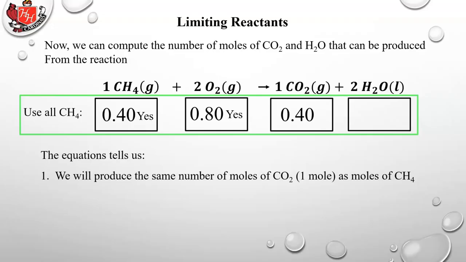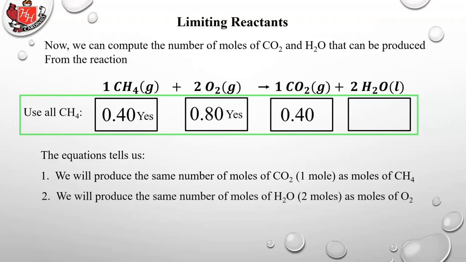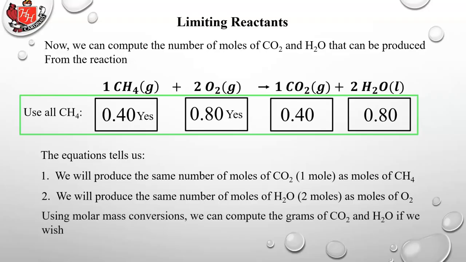Now, how about H2O? Well, you see H2O has a coefficient of 2 in front of it, and so does O2. So however many moles we have of O2, we're going to be able to produce that same number of moles of H2O. And so that's going to be 0.8 moles of H2O. Using molar mass conversions, we can compute the grams of CO2 and H2O if we wish, but we won't do that in this problem.